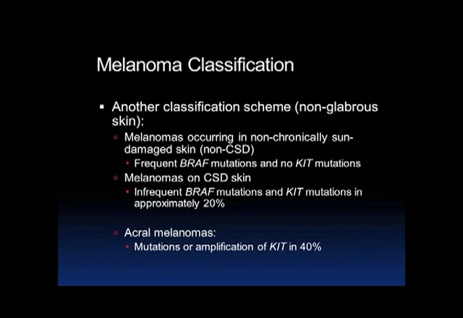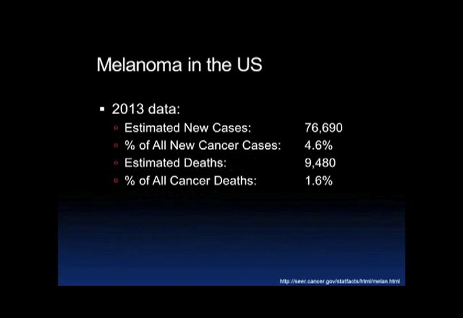There's a different way of looking at the classification scheme as well, and this is mainly in non-glabrous skin. So non-glabrous skin is hair-bearing skin. And you can basically divide that into melanomas that occur in non-chronically sun-damaged skin, and those are characterized by frequent BRAF mutations, and they usually don't show KIT mutations. At the same time, chronically sun-damaged skin usually shows infrequent BRAF mutations and KIT mutations in approximately 20%. And if you remember the acral melanomas that I mentioned on the slide before, those actually show mutations or amplifications of KIT in about 40%.